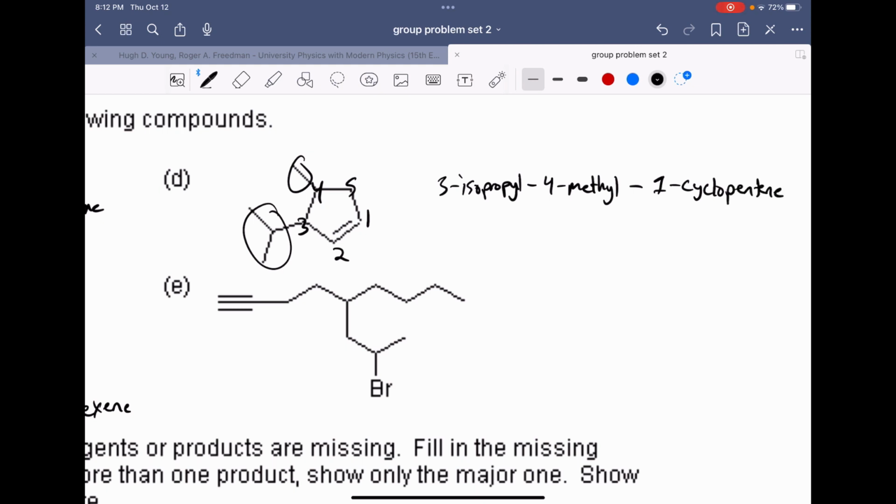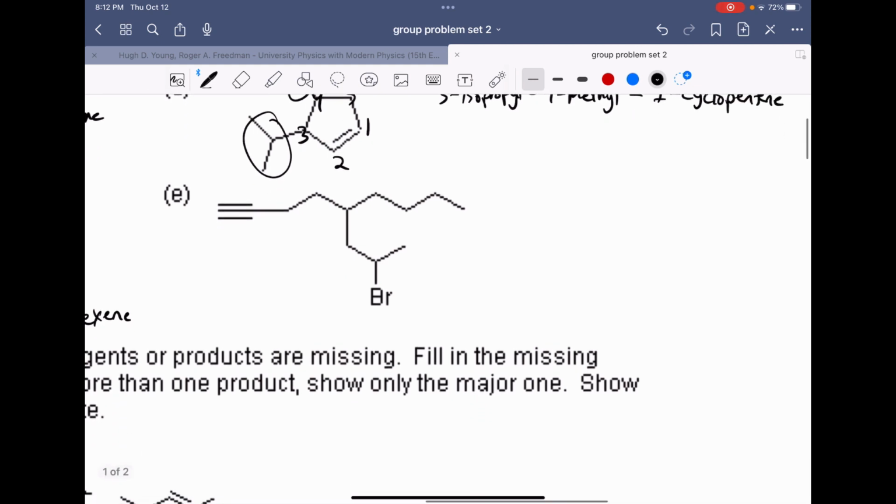1-cyclopentene. All right, and then for this one, we start with the first carbon on the very left because that's the one closest to the carbon double bond or the triple bond, the alkyne.